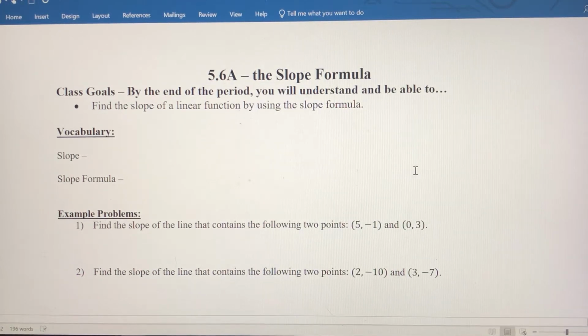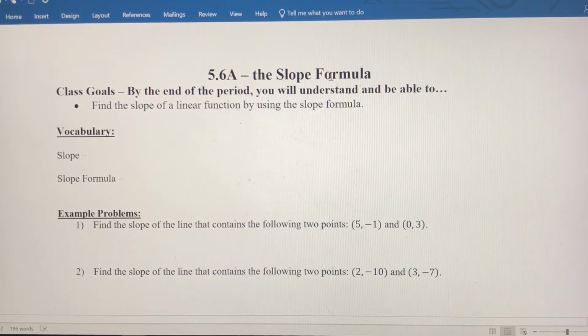So in this video, we're going to use the slope formula to find the slope. Okay, we've used rise over run on the graph to find slope. We've talked about slope as a rate of change. And in this video, we're going to introduce the slope formula that you're going to use a lot throughout the rest of your math classes, and we're going to find the slope that way.